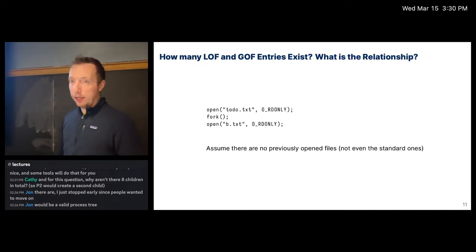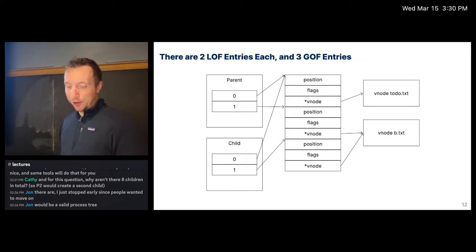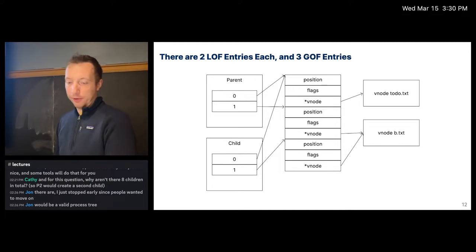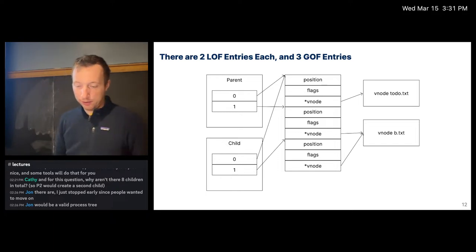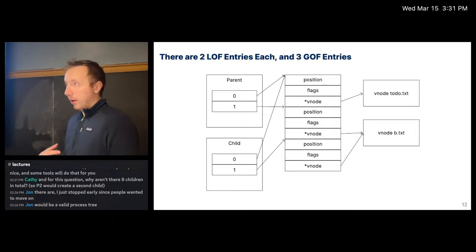Yeah. So any other questions about this example? Again, here's a nicer picture of what it would look like. The parent has two file descriptors, so it has two local entries. It's basically just the size of its file descriptor table. An LOF is a local open file table, and they just point to global entries. So the parent would have two, and the child would also have two.